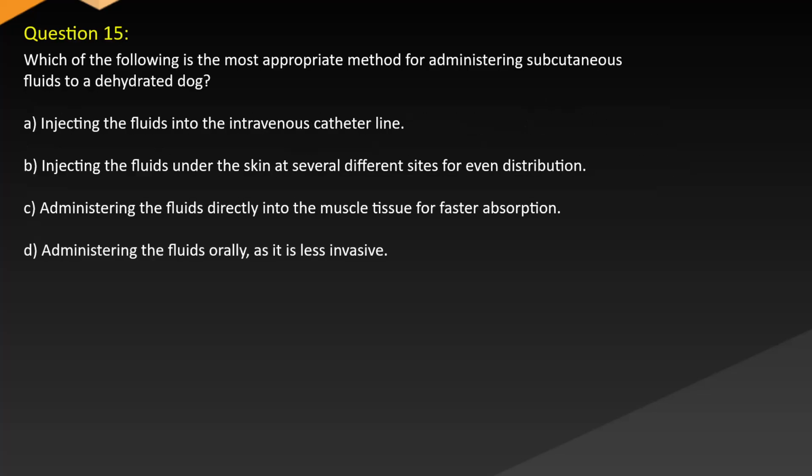Question 15. Which of the following is the most appropriate method for administering subcutaneous fluids to a dehydrated dog? A. Injecting the fluids into the intravenous catheter line. B. Injecting the fluids under the skin at several different sites for even distribution. C. Administering the fluids directly into the muscle tissue for faster absorption. D. Administering the fluids orally as it is less invasive.